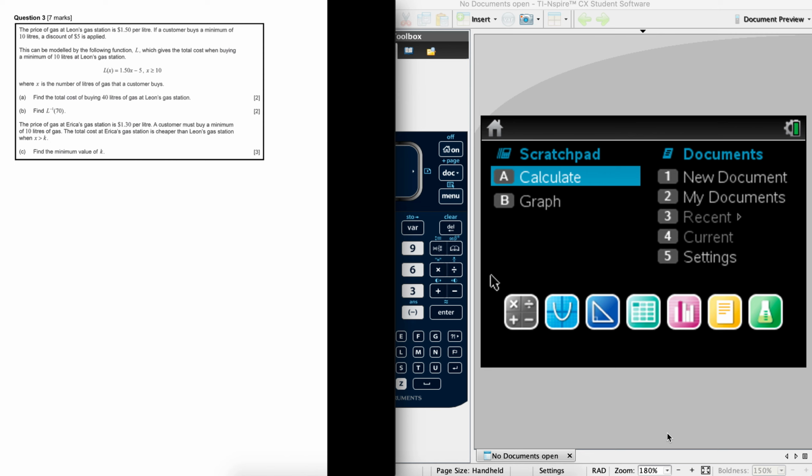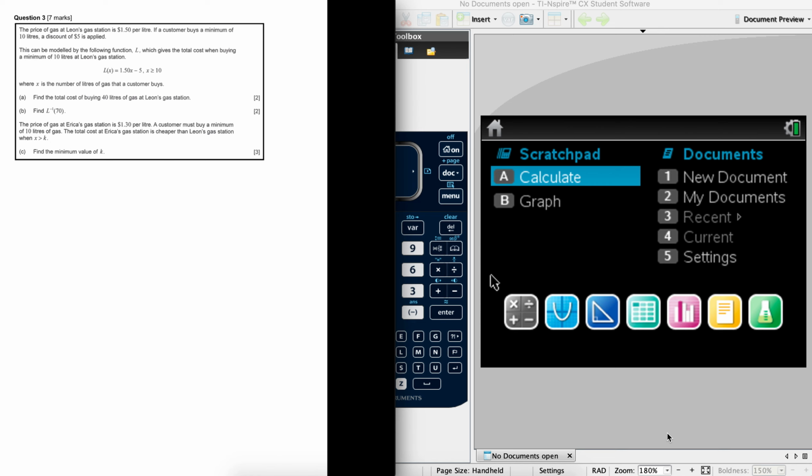So this question is using our functions and function notation. The price of gas at Leon's gas station is $1.50 per litre, and if a customer is buying a minimum of 10 litres, then you get $5 off as a deduction for a discount applied. So they tell us the formula for that: 1.5, which is the price per litre, times x, the number of litres, minus 5, and it only works when x is bigger than or equal to 10, because the discount only works when I buy a minimum of 10.